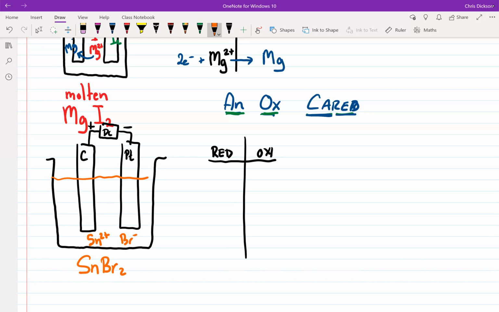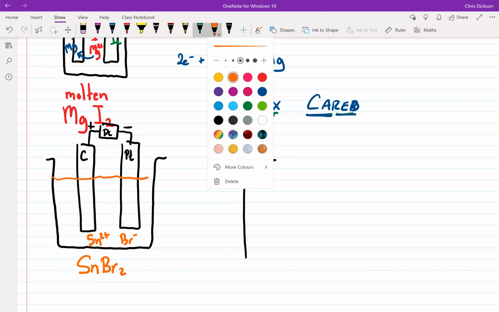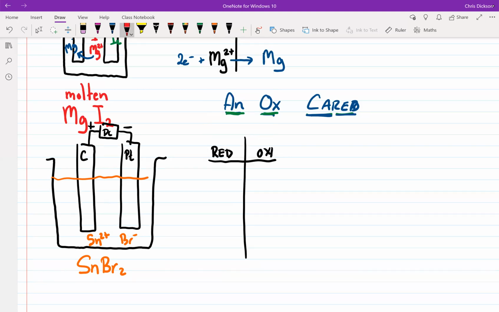So looking at the data table, I can see tin 2 plus on, I'm going to use red for reduction here, I'm going to use tin 2 plus on that side. And so I can definitely see that at negative 0.14. And I've got bromide up here, and that's at 1.09.